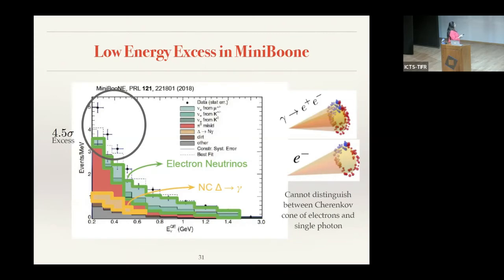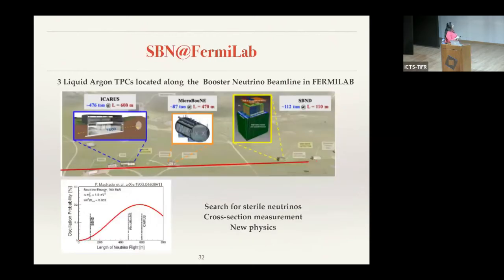Another interesting thing in MiniBooNE was the low energy excess. It found some excess events at low energy, which could not be explained from the background. And they cannot actually distinguish between the Cherenkov cones of electrons and photons. So the SBN experiment at Fermilab was designed to test this. They have a near detector, and there are MicroBooNE and ICARUS, two detectors which have somewhat similar L/E. MicroBooNE has the same L/E. And they can search for sterile neutrinos.